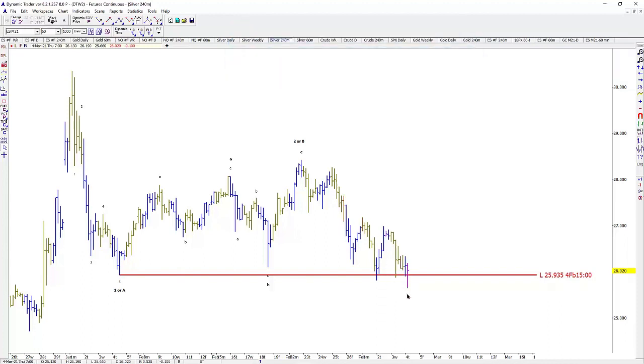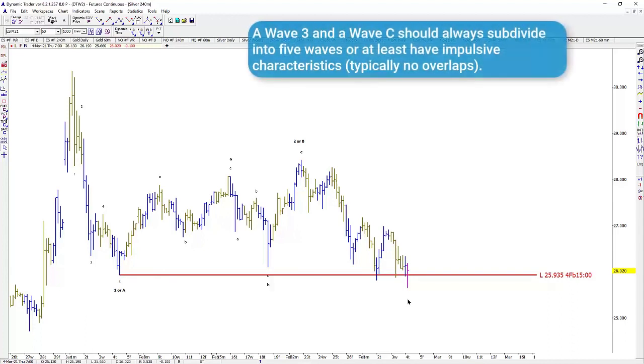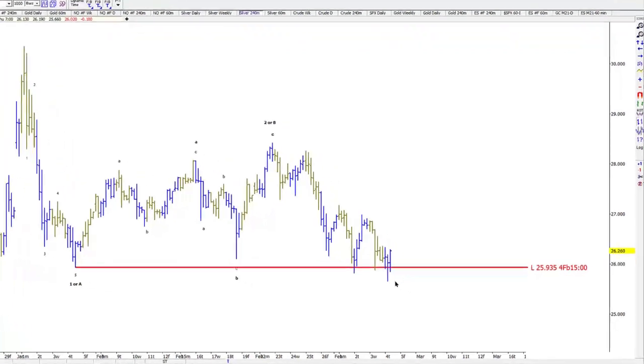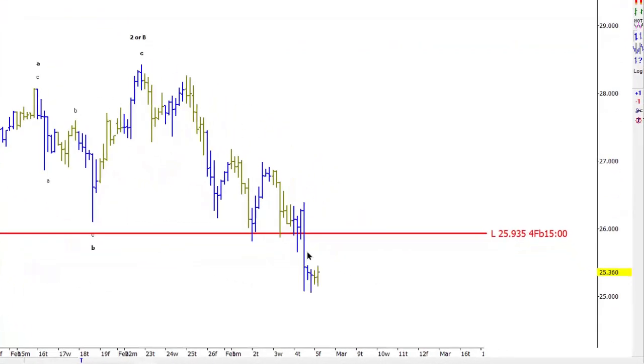So as of the last bar in the chart, we've continued lower to make a new low below the 1 or A low. So that confirms that this 2 or B should be complete, and we're making a wave 3 or a wave C. So first we look at this decline. Is that impulsive? Well, yeah, it's impulsive. It's lower lows, lower highs. Let's add some data. We continue lower and lower.